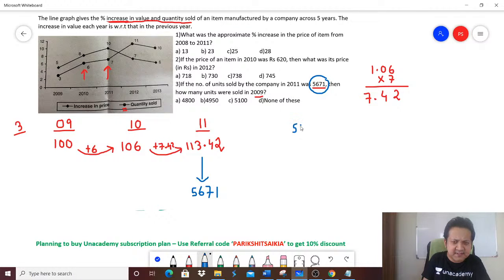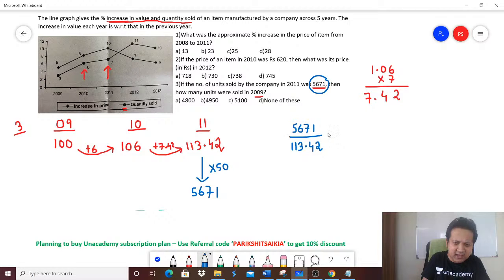You take 5671 and divide it by 113.42. Do you agree? 113.42. So can you do the maths? 5671 divided by 113.42. How much is it? Approximately 50 times. Approximately.